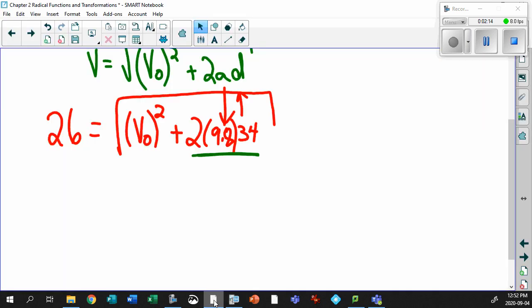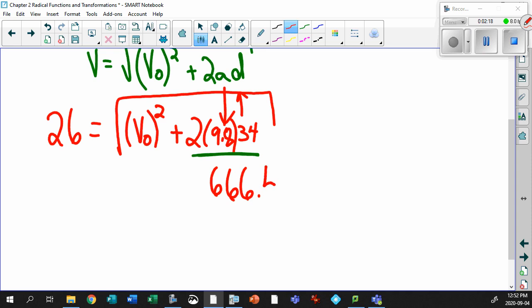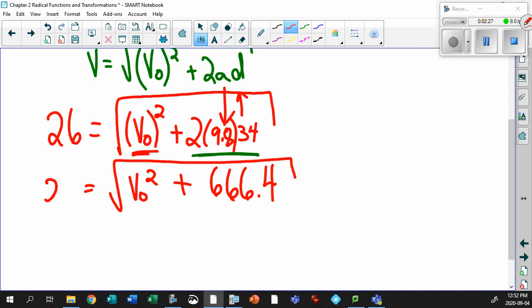Okay, so this is 666.4 plus V naught squared. Huh, that's weird. That's all square rooted equals 26. Well, how do we solve this guy now? Becomes a little bit of a problem, doesn't it? Not really. Get rid of the radical. Square both sides. Oh, easy peasy.